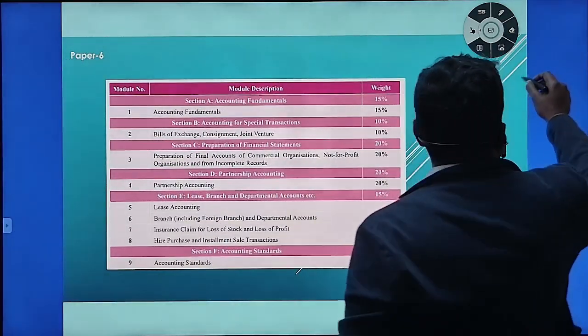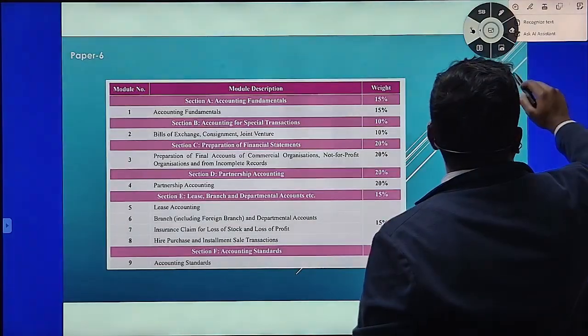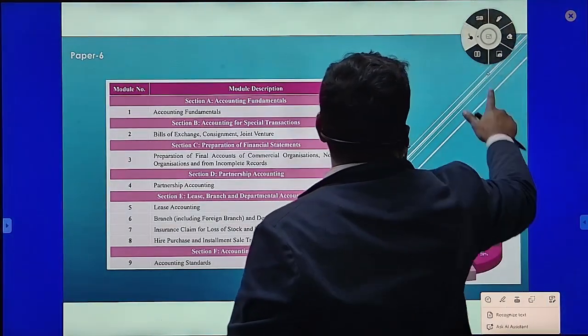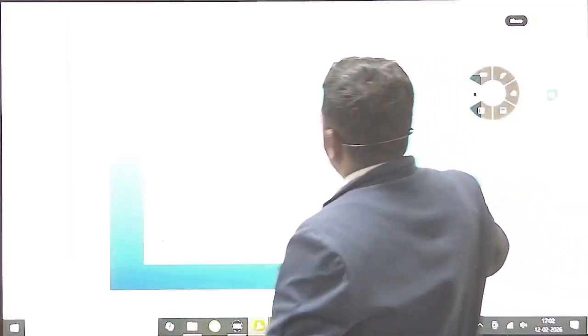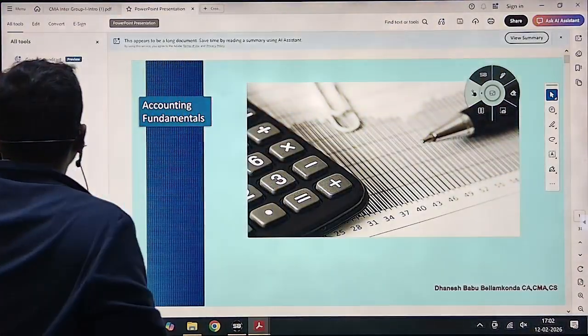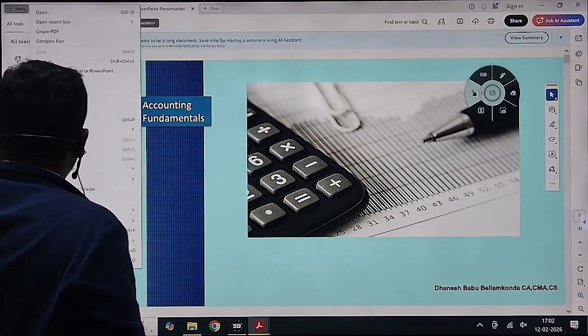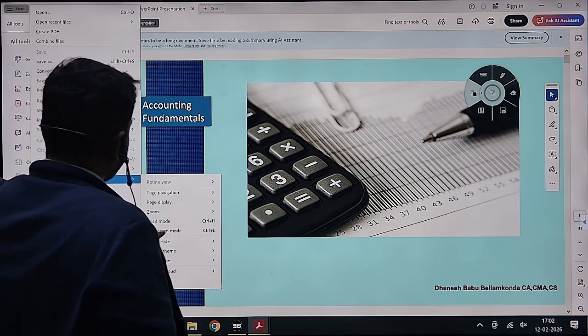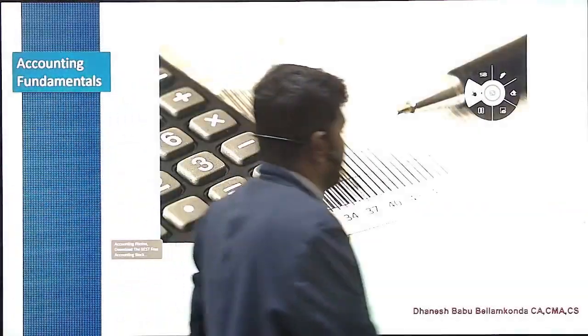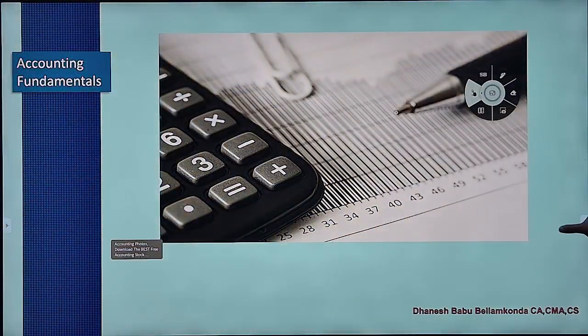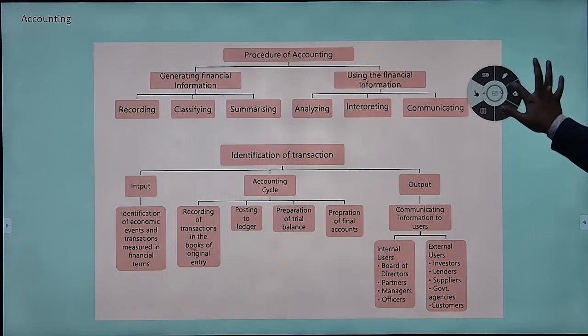Today let's see chapter 1. I am directly jumping into chapter 1, accounting fundamentals.